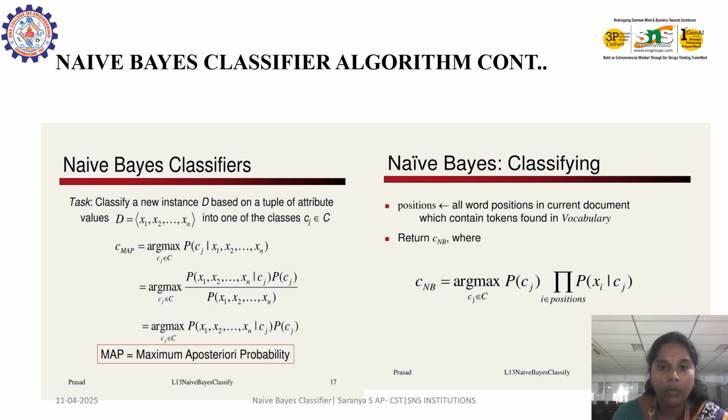Here, the positions are all word positions in the current document which contain tokens found in the vocabulary, and C_NB equals argmax over cj in C of P(cj) × the product over i in positions of P(xi | cj).